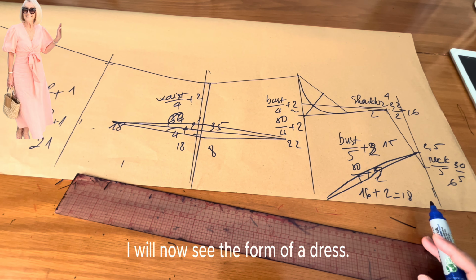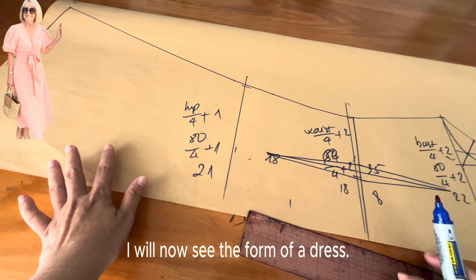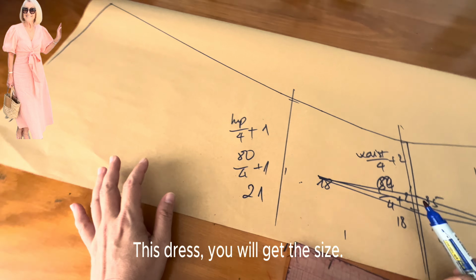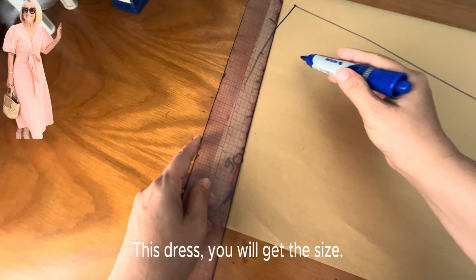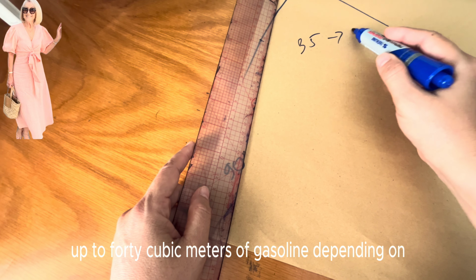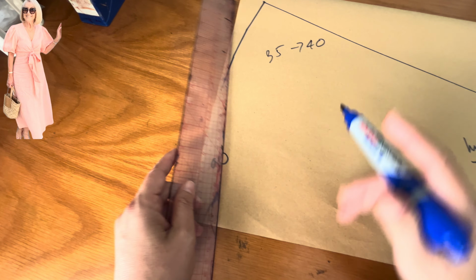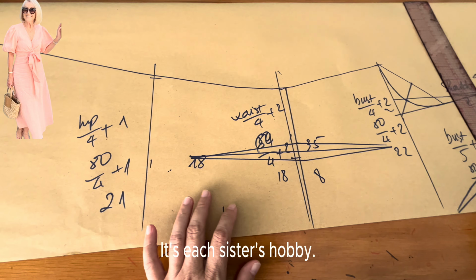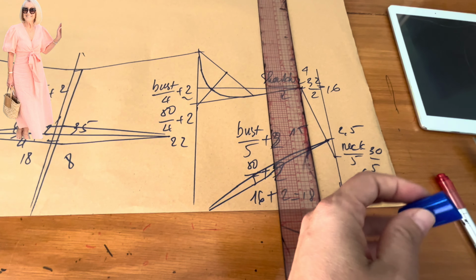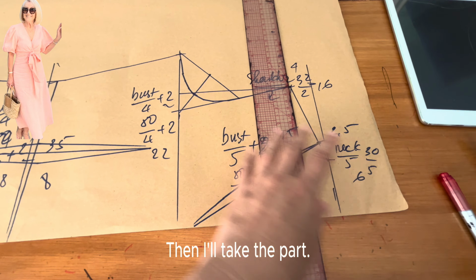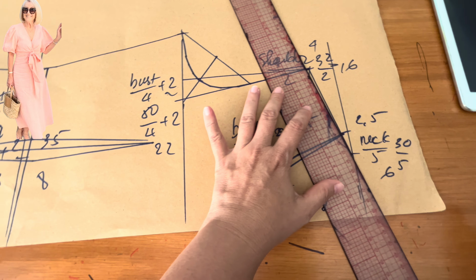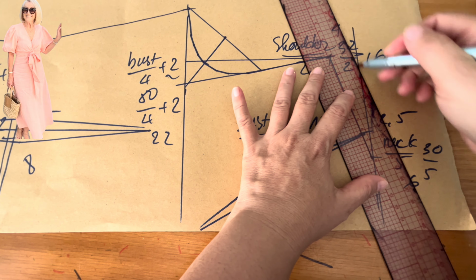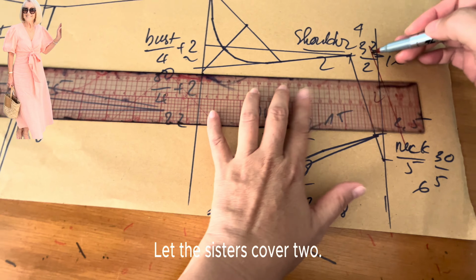I will now see the form of a dress. This dress, you will get the size, 35 up to 40 centimeters depending on each sister's preference. Then I'll take the shoulder part. Let the sisters cover too.